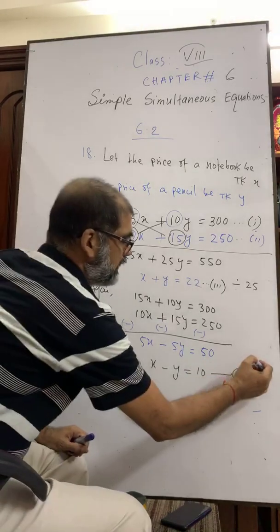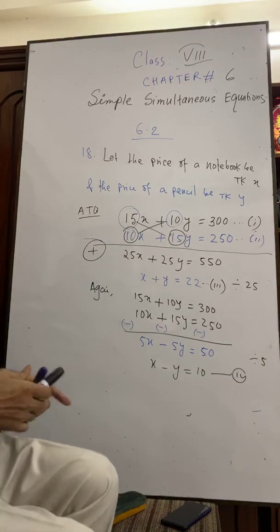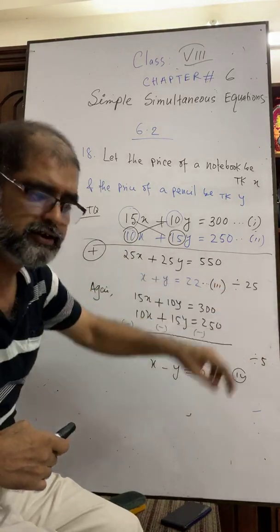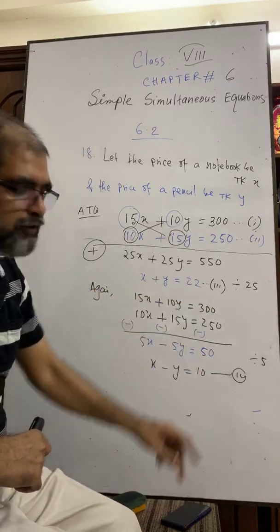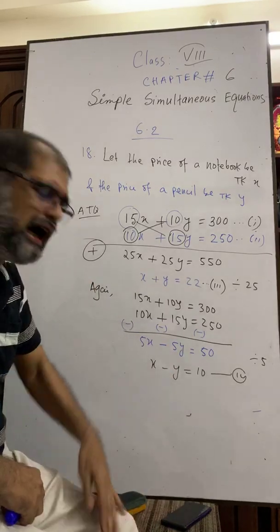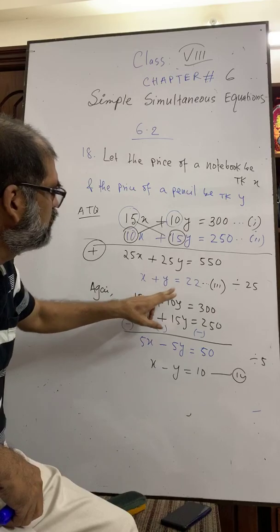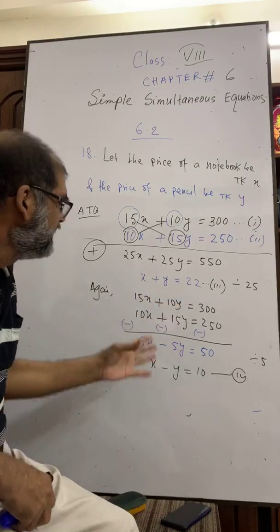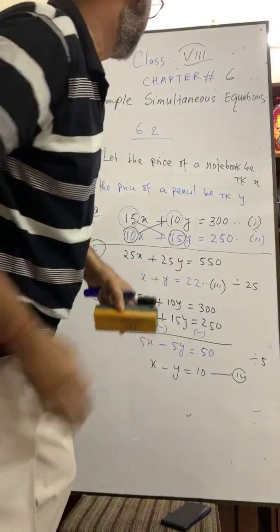We have divided by 5, and here we have divided by 25. Now you see equations 3 and 4, how easy they are now, right? How easy they are now. Have you seen? x plus y equals 22. Now you will think it is really very easy, right?